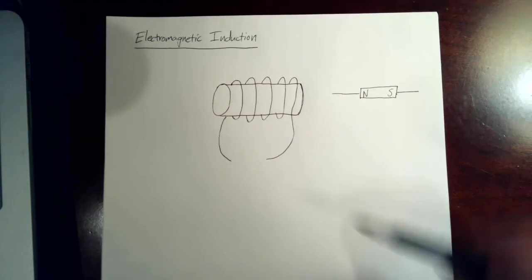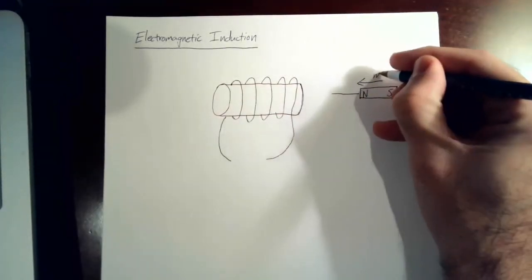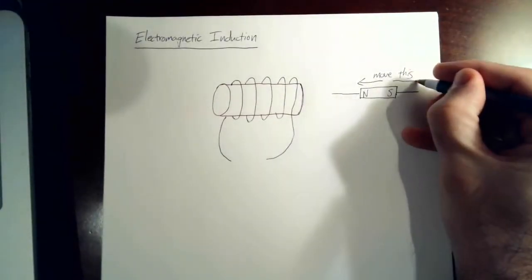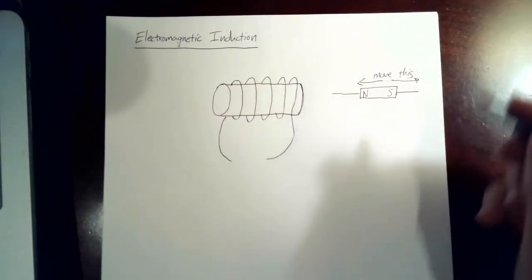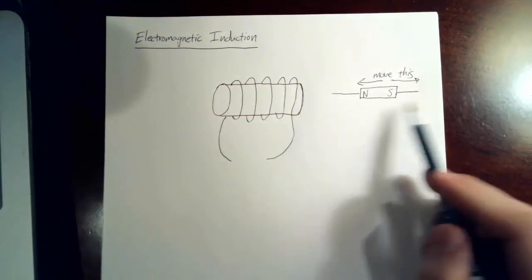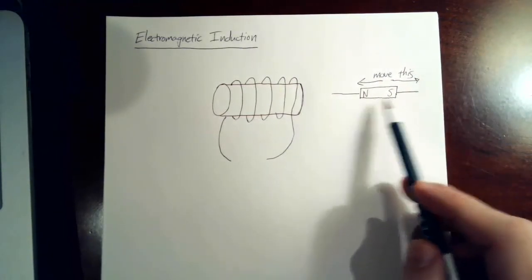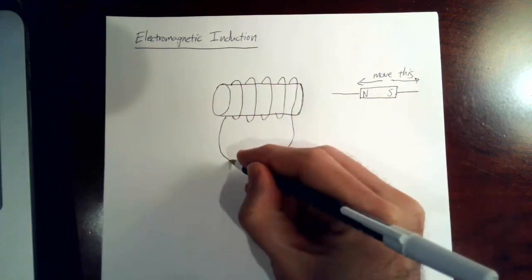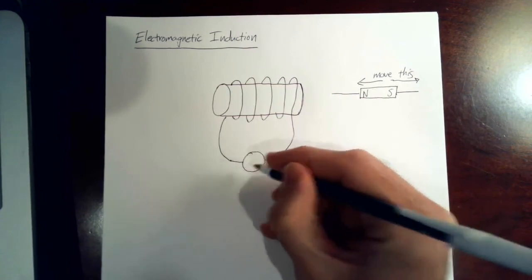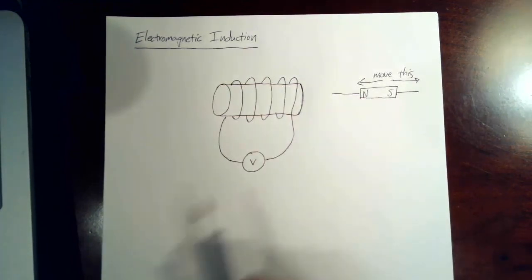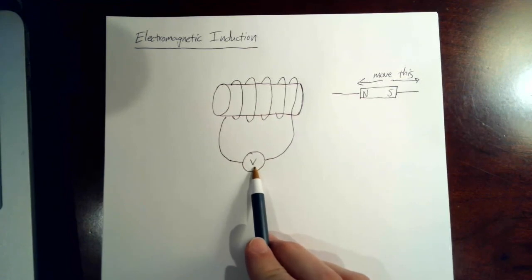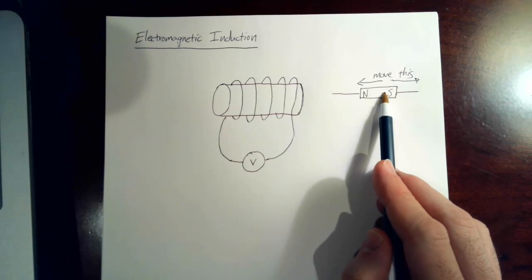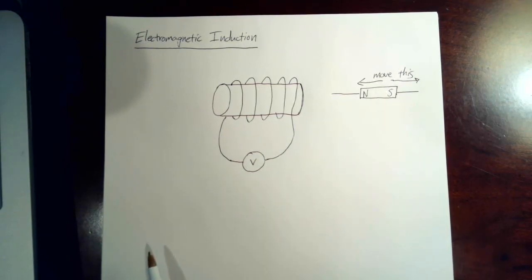Okay, so if I were to move this magnet, it doesn't matter which way. We'll get into more details about what the difference is between moving towards and farther away. But for now, whether I move it closer or farther doesn't matter. If I put a voltmeter right here, instead of a battery, I just put a measuring device, this voltmeter will register a voltage when I move this magnet. All right, so this is called electromagnetic induction.